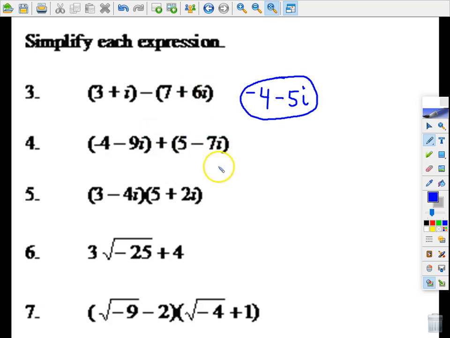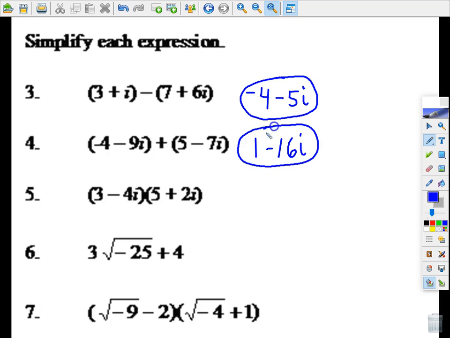Okay, this is similar, except it's addition. So we're again going to add, this time the real number part. Negative 4 plus 5 is 1. And now do the same thing with the complex number part, the imaginary number part. Negative 9i minus 7i is negative 16i.